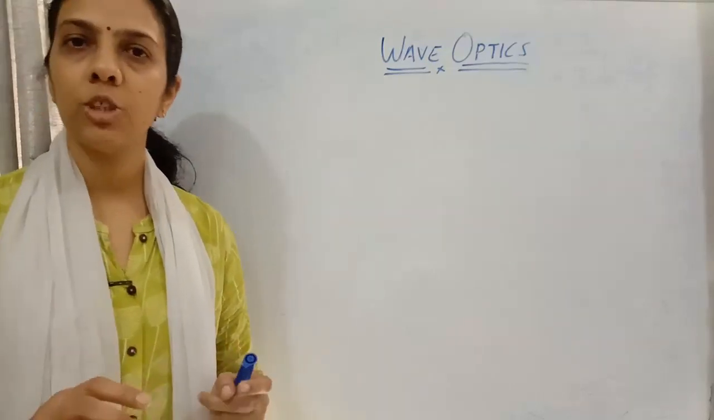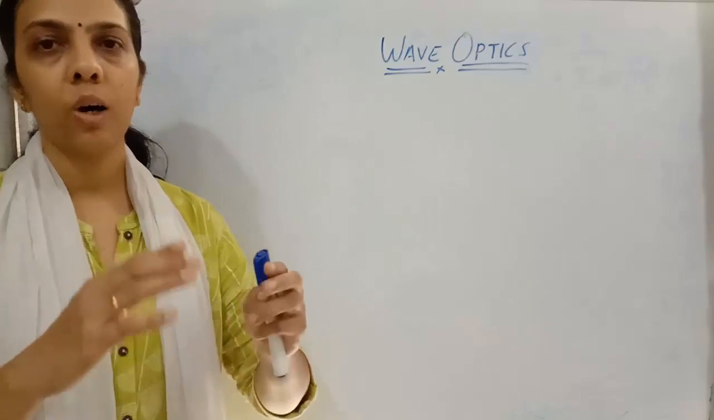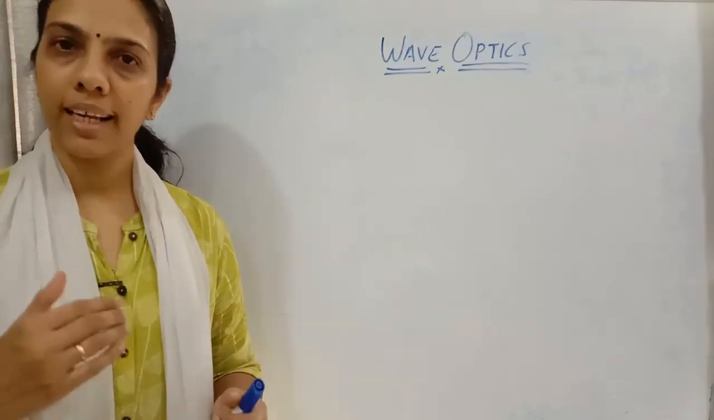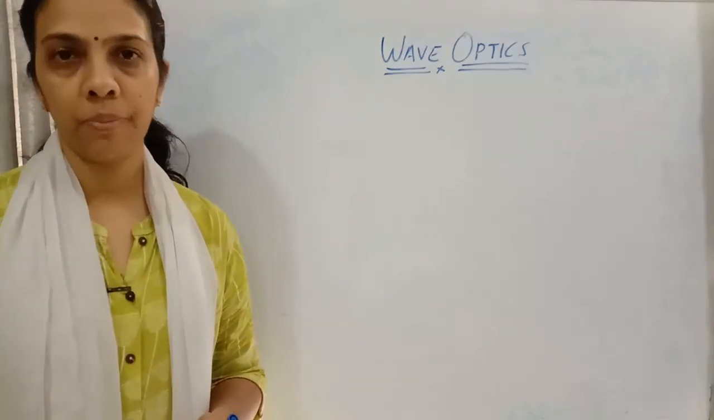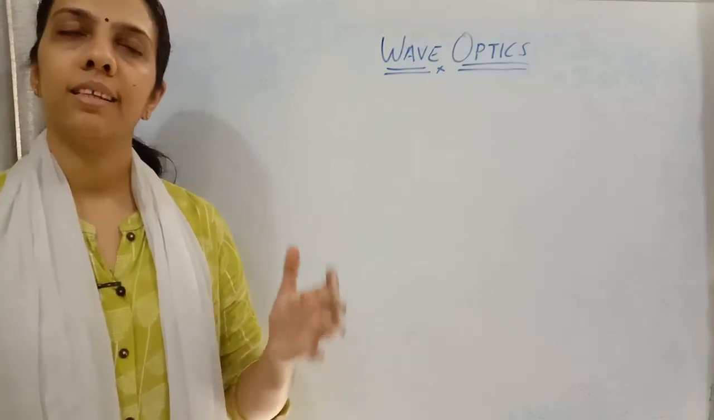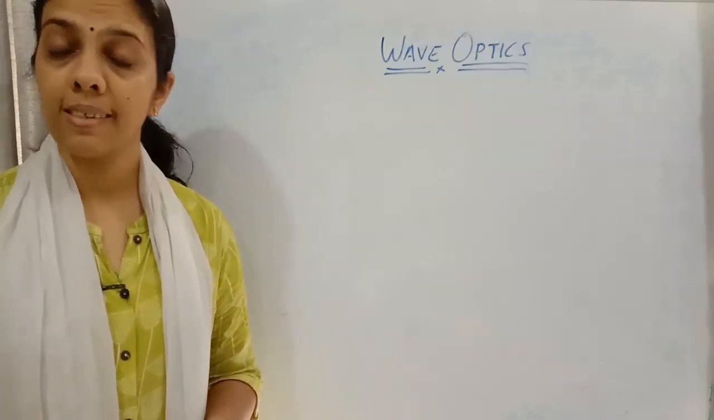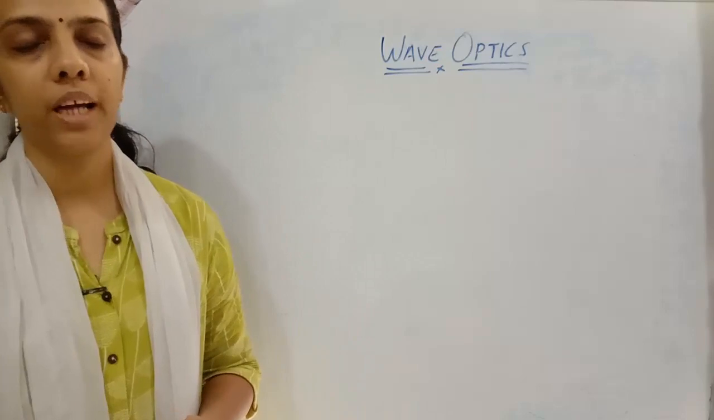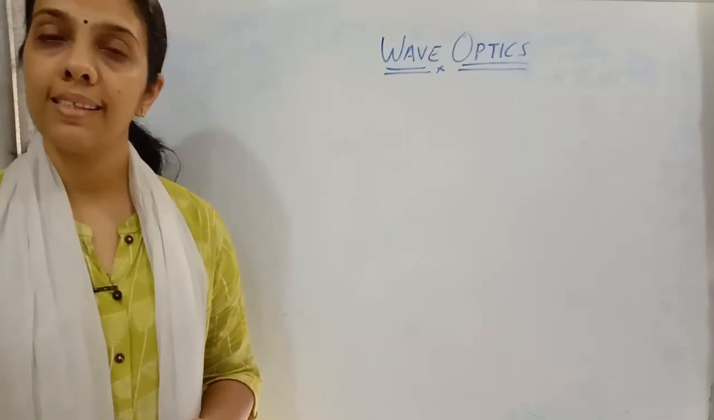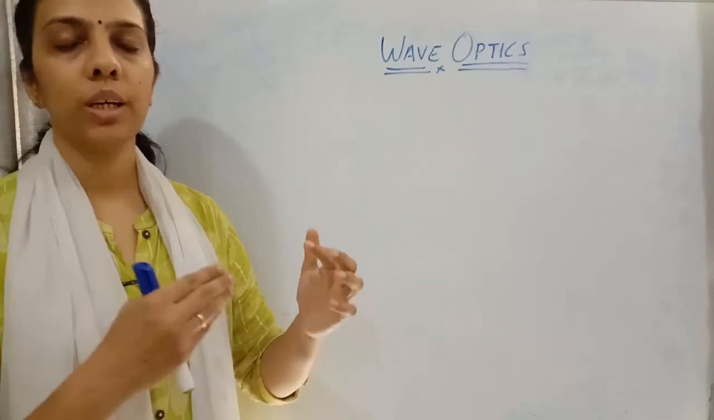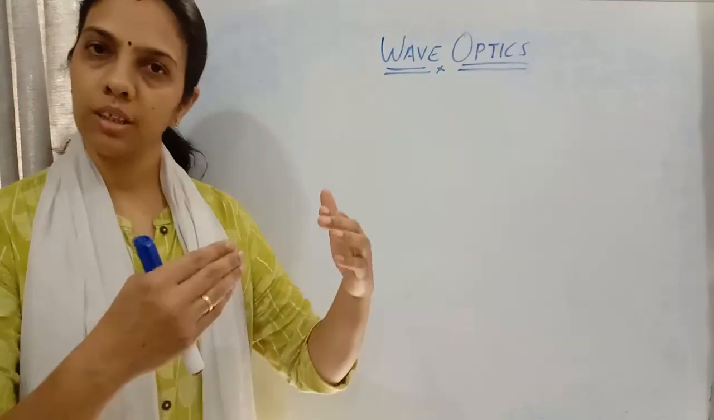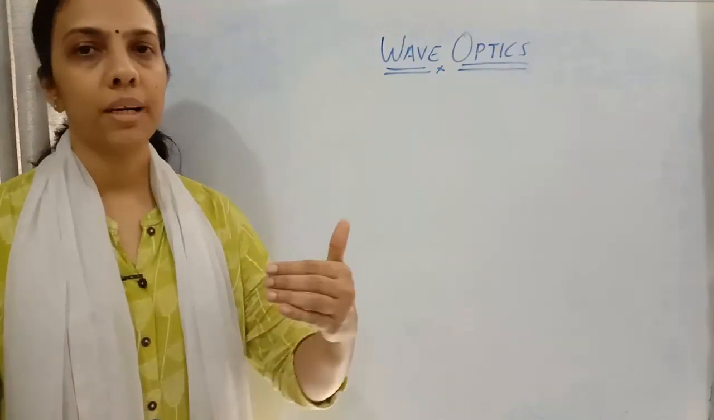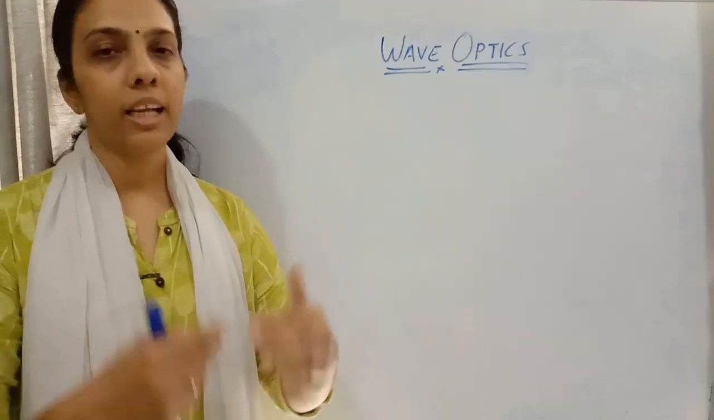The center fringe will be a bright fringe, and the alternate fringes will be dark, bright, like that. We learned that the bright fringes are due to constructive interference and the dark fringes are due to destructive interference. Next we are going to do the experiment. The experiment part I will tell you, but I won't be explaining the derivation.